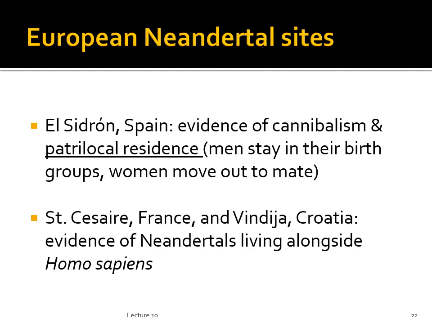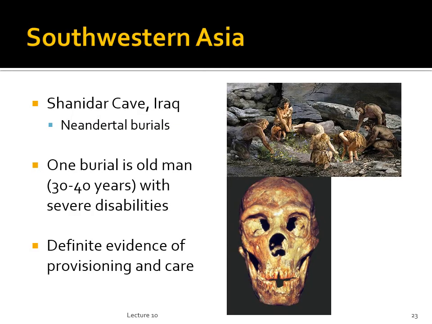Sites at Saint-Césaire in France and Vindija in Croatia also show that Neanderthals and anatomically modern Homo sapiens were living in the same regions for millennia at the end of the Neanderthal time span. That evidence is strengthened by Neanderthal remains on the fringes of their European homeland, especially in Southwestern Asia. In what are now Israel, Syria, Iraq, and Iran, there is evidence that Neanderthals lived alongside modern humans for thousands of years. At Shanidar Cave in Iraq, there is also ample evidence of quite modern behavior among Neanderthals.